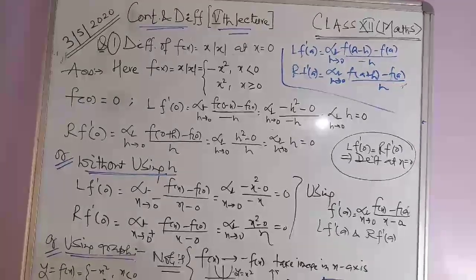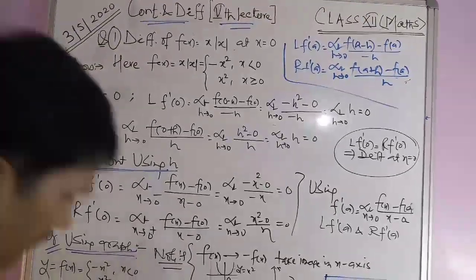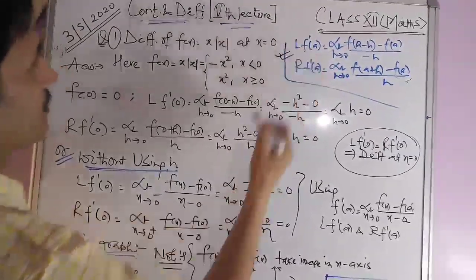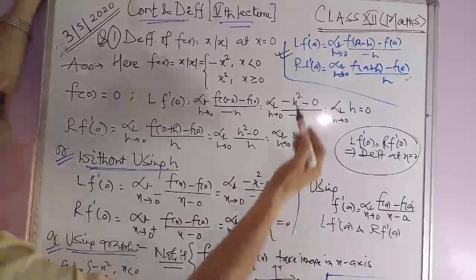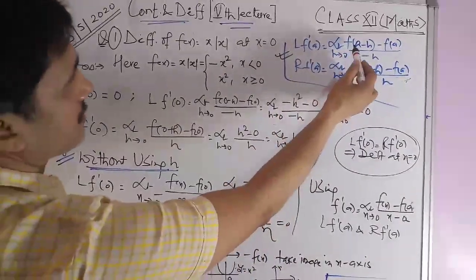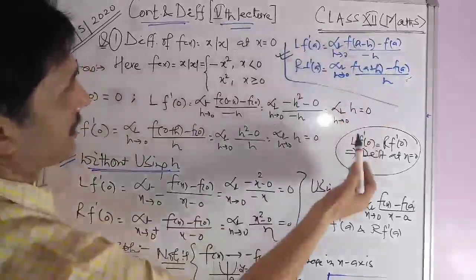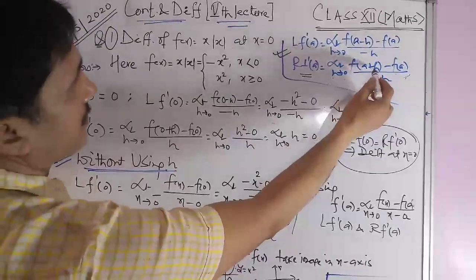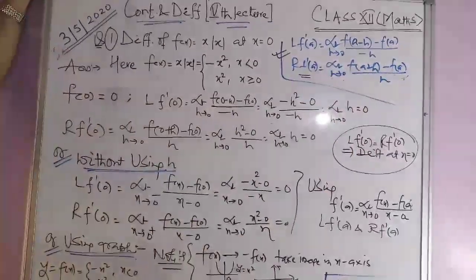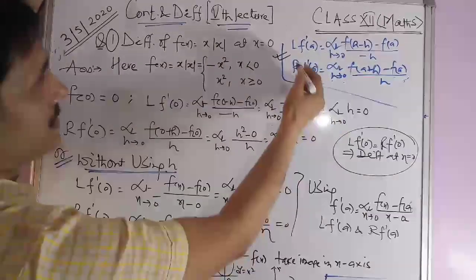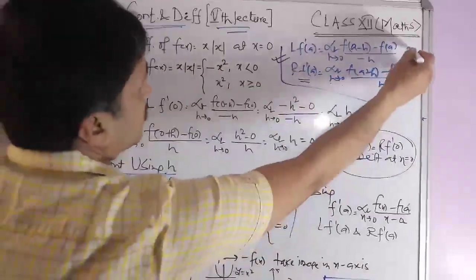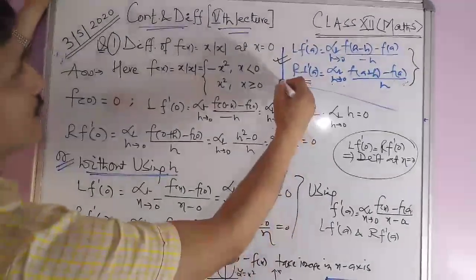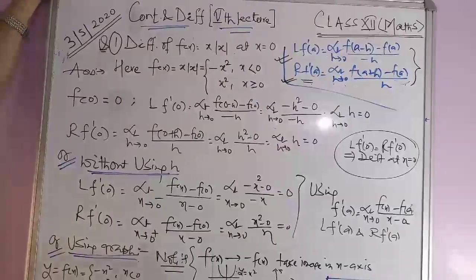In previous classes, we have discussed criteria to check differentiability of a function at a point. LF'(a) = limit h tends to 0 of [f(a - h) - f(a)] / (-h), RF'(a) = limit h tends to 0 of [f(a + h) - f(a)] / h. Left hand derivative at a and right hand derivative at a should both be equal and a definite real number, then the function is said to be differentiable at x equal to a.